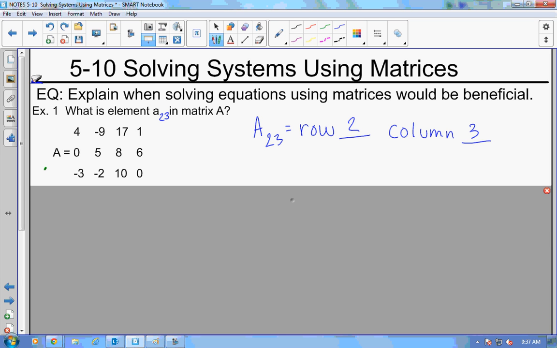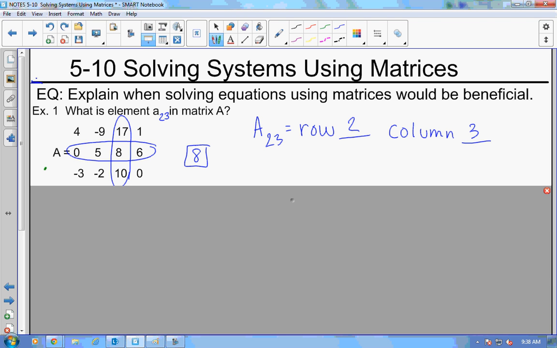So row 2 would be this row. Column 3, like a book, starting on the left: 1, 2, 3 would be this column. So what is the element of A23? 8. Okay, because it's where that row intersects the column.